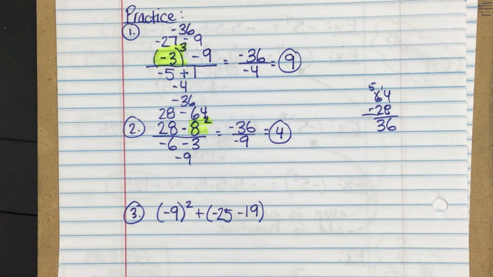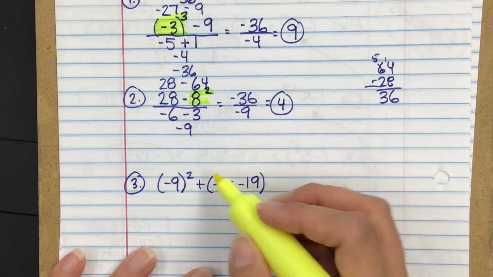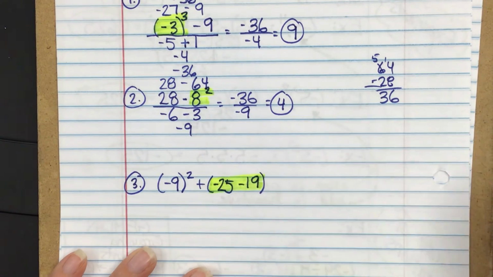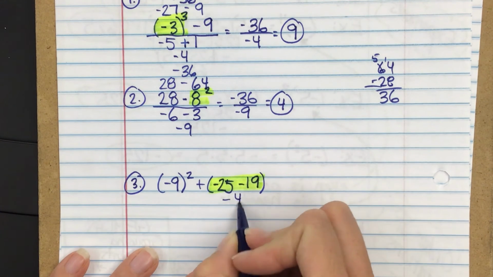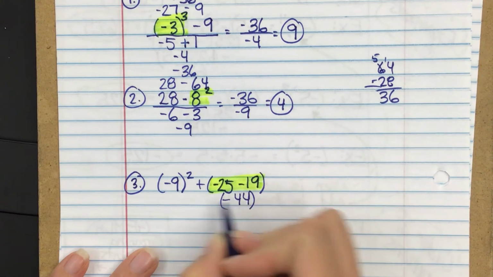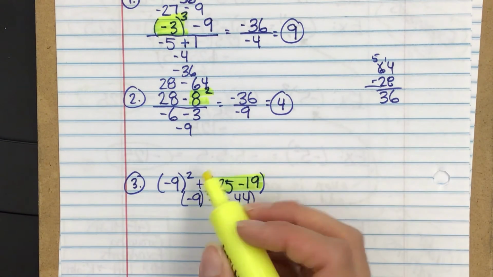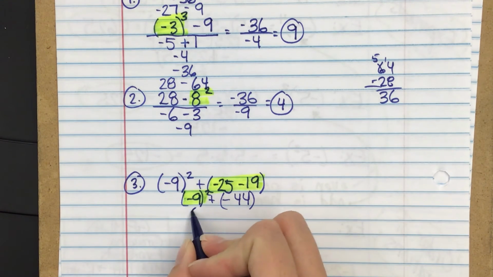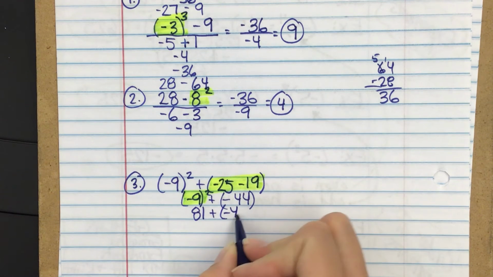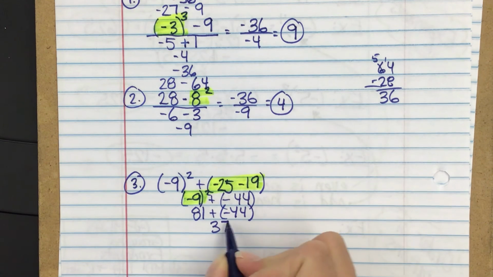Okay, next one. What did you guys get? 37? Okay. First, we always do our grouping. So we have a grouping right here. That'll be negative 44, right? Okay, now I don't have any more grouping, but I do have this exponent. Negative 9 times negative 9 is a positive 81. I'll bring this down. Then we subtract these, and yes, we do get positive 37.